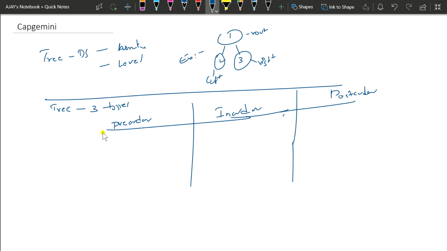In pre-order, the logic is that first the root node is visited, then the left subtree, then the right. In in-order, first the left, then the root, then the right subtree. And in post-order, first the left, then the right, then the root.